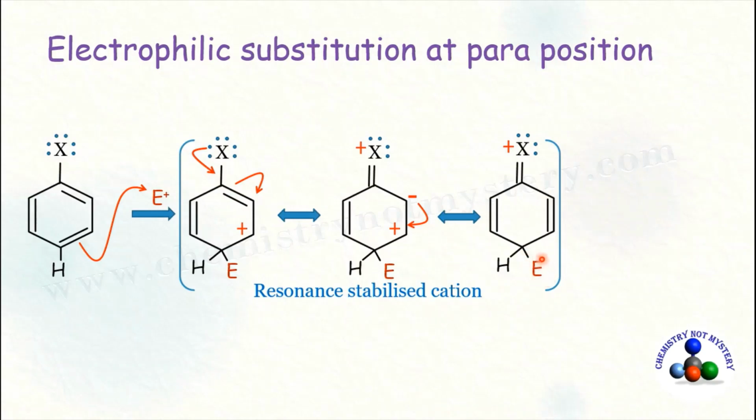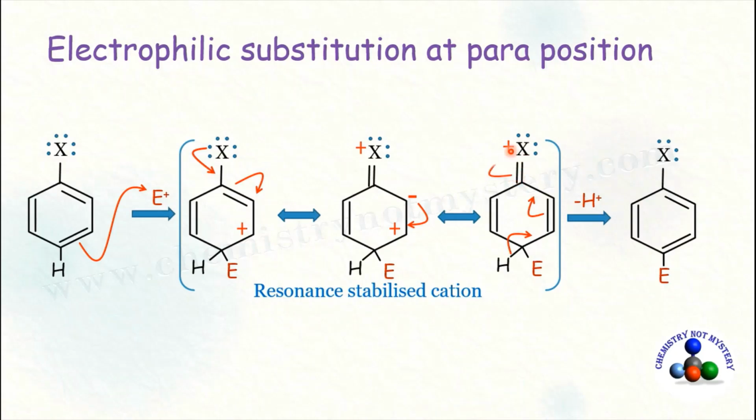To regain its aromatic character, it again loses hydrogen in the form of H+ ion. Hydrogen will donate its bonding pair of electrons to the benzene ring. As a result, a double bond is formed here. And when this double bond moves between these two carbons, a new double bond will form here. And then the double bond between carbon and halogen moves to halogen.